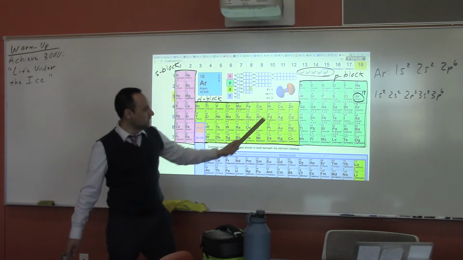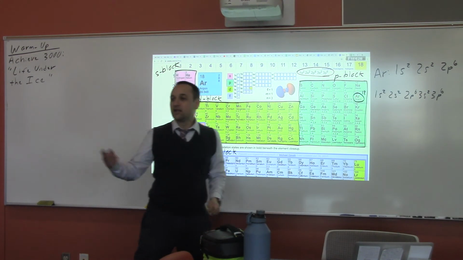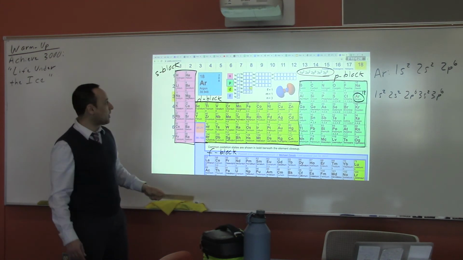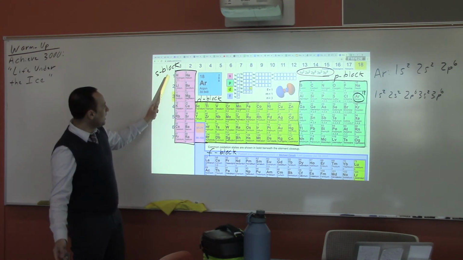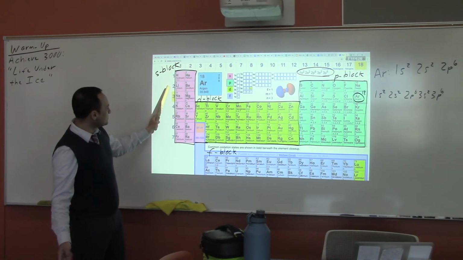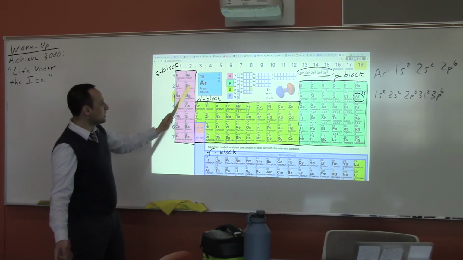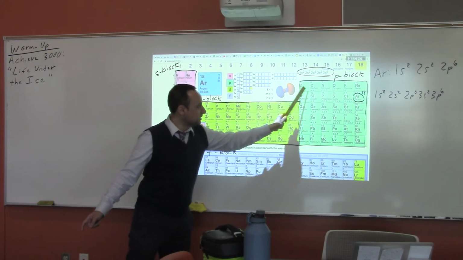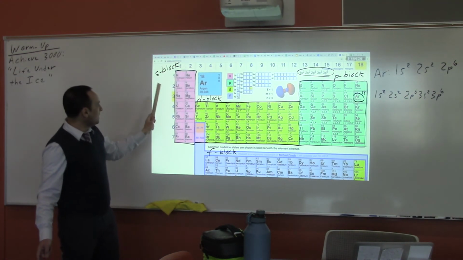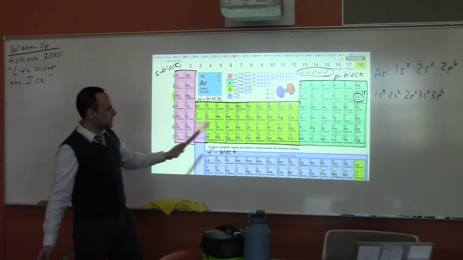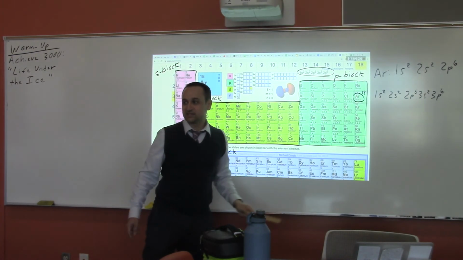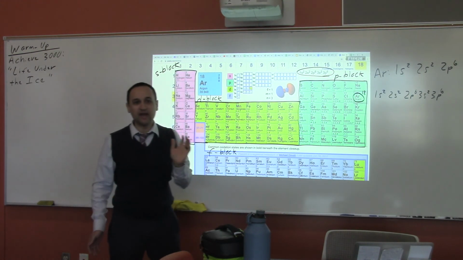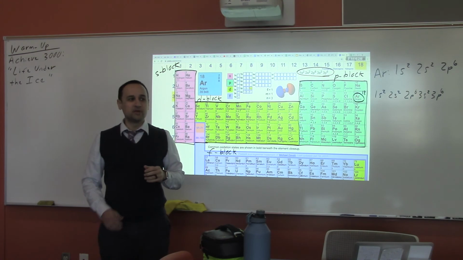Good. And 3p6. Now let's go from the top. Okay, we're going to go all the way to argon. Ready, set, go. 1s2. 2s2. 2p6. 3s2. 3p6. Okay? That's the scoop.